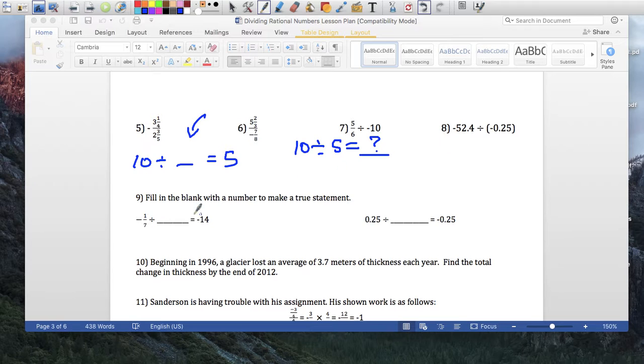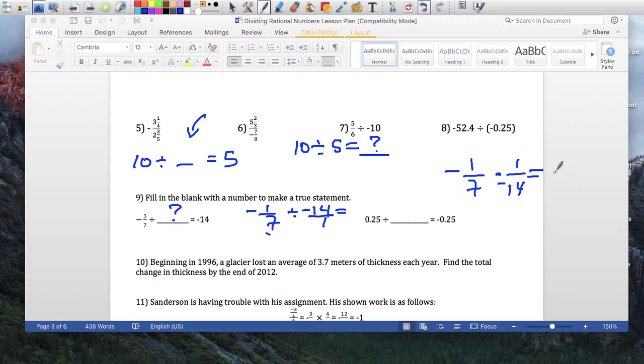So same thing here. To find my missing number, I can take negative 1 over 7, divided by negative 14 to find our missing number here. So here's your setup. Let's change that to multiplication. Times, remember the 14 is over 1, so 1 over 14, and this is all negative. I can simplify, but there's nothing to simplify.